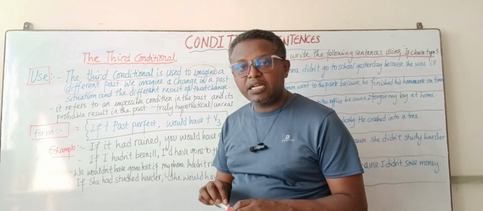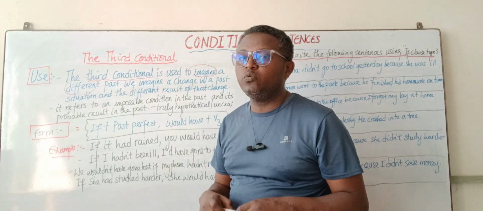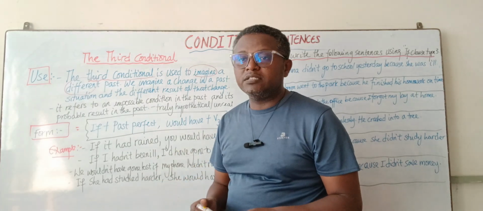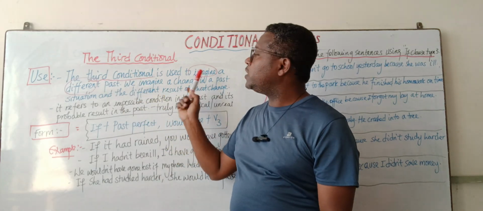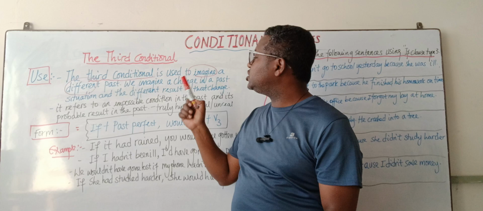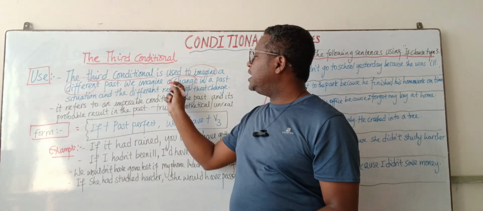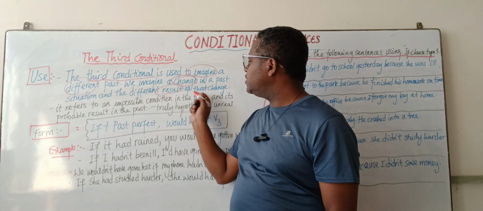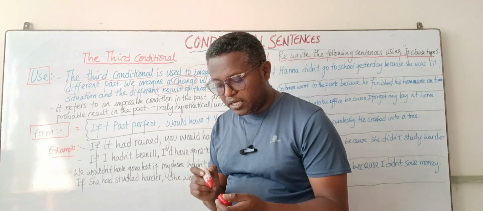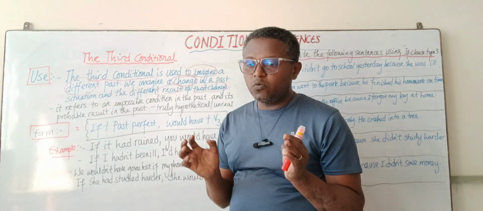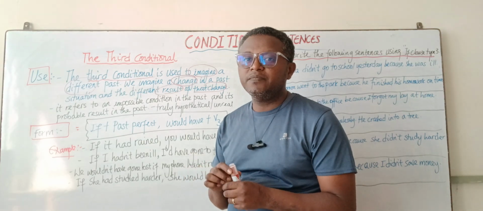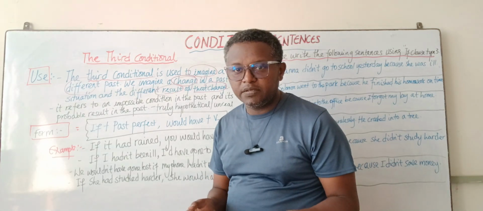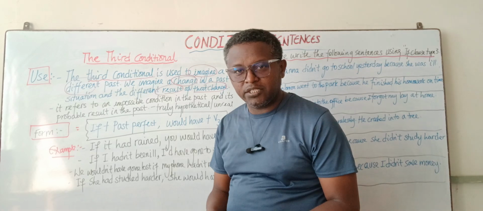The result had happened also in the past, but we are not happy, we would love to see a different past and a different result. So the third conditional is used to imagine a different past, and we imagine a change in the past situation and the different results of that change. We wish that thing hadn't happened in the past, but it already happened. There's nothing we can change now about that.